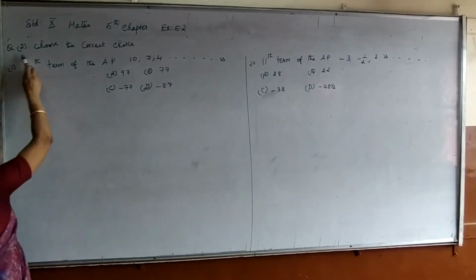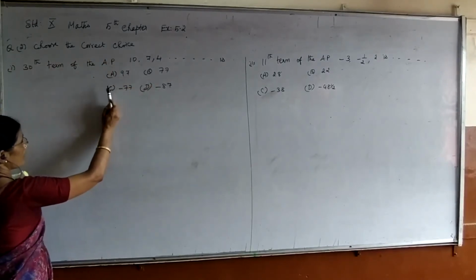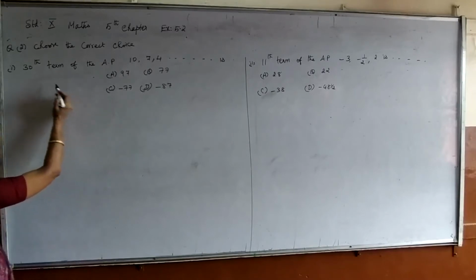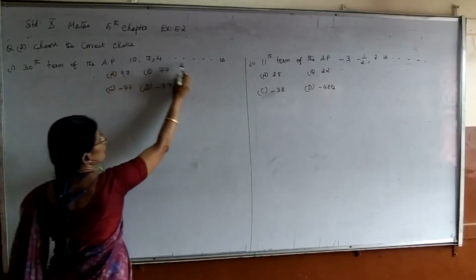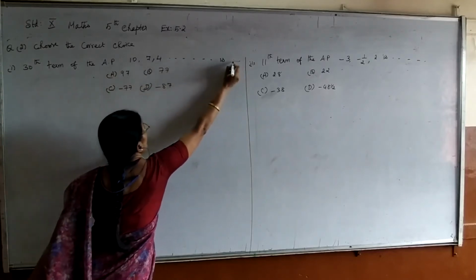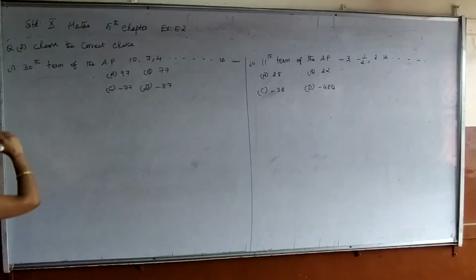Second question is, choose the correct choice. The answers are given. We have to pick up the correct answer. 30th term of the AP 10, 7, 4 is that. They are asked to find out the 30th term and we have to pick up the correct answer from this.